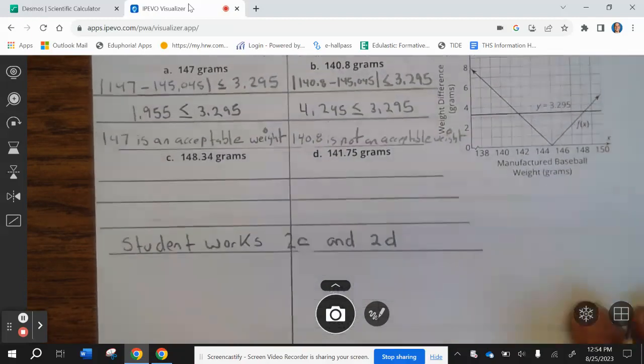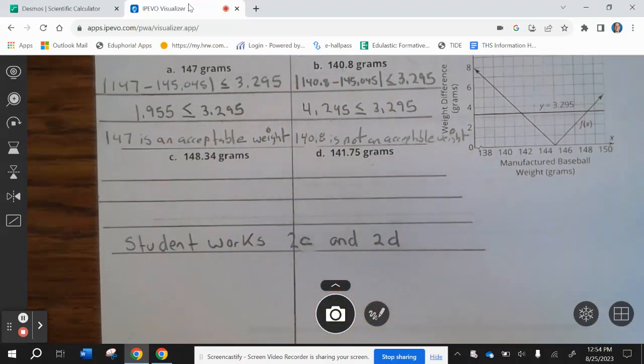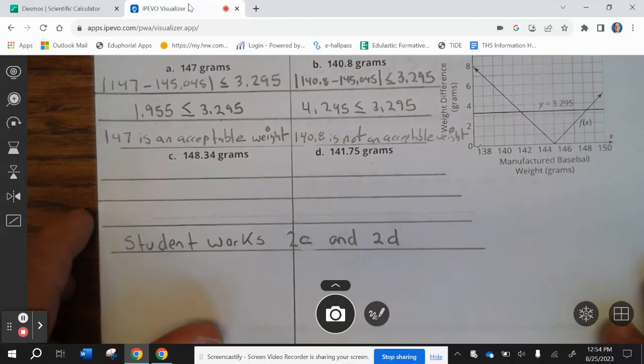Okay, the student's going to work 2C and 2D, so go ahead and do that, and let's take a look at the next page.